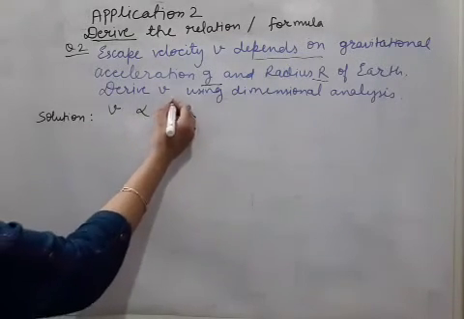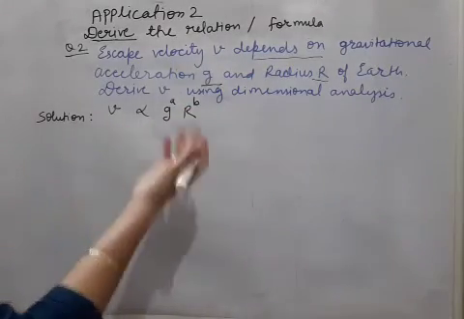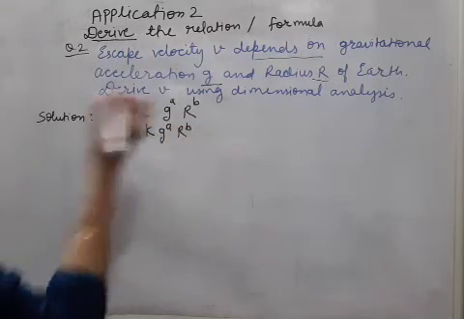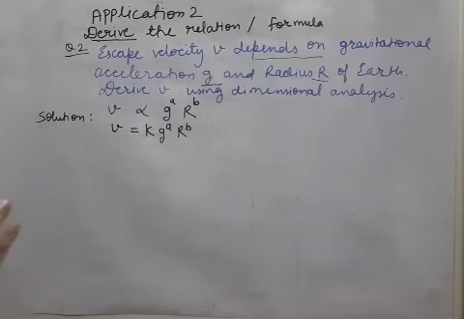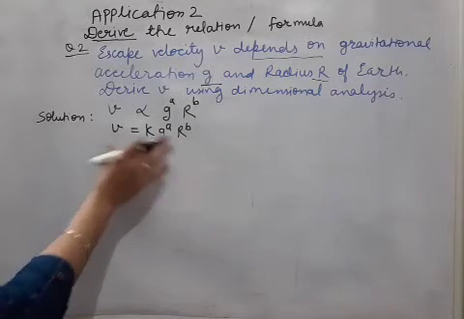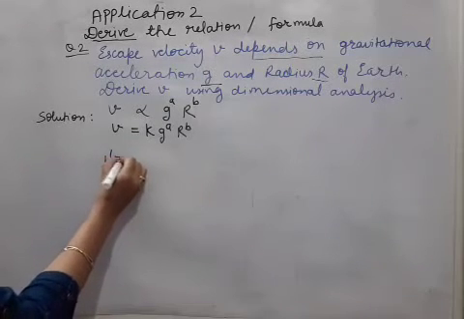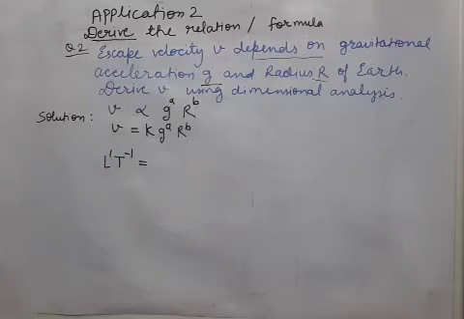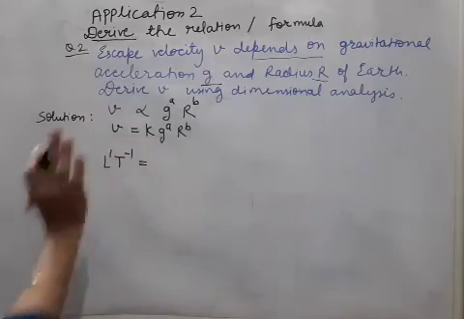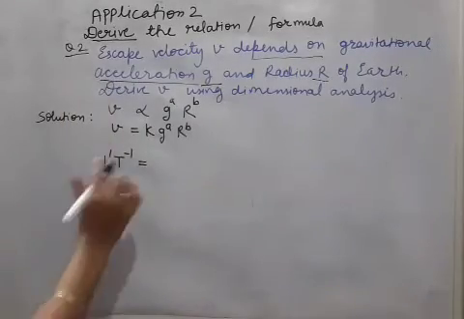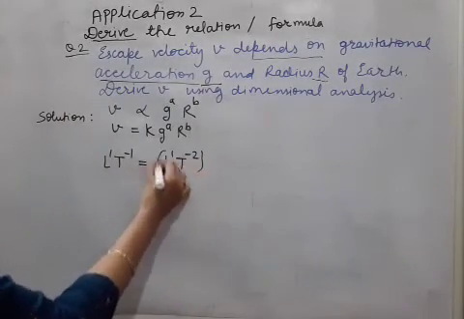The powers we will assume as a and b, or x and y, anything. Then proportional. Now the procedure is the same. We replace each quantity by its dimensional formula. The dimensional formula of velocity is L1 t minus 1. What to do with the constant? It is dimensionless, so it is ignored. G means gravitational acceleration. Any kind of acceleration has the dimensional formula L1 t minus 2.